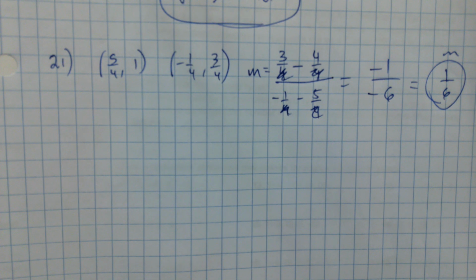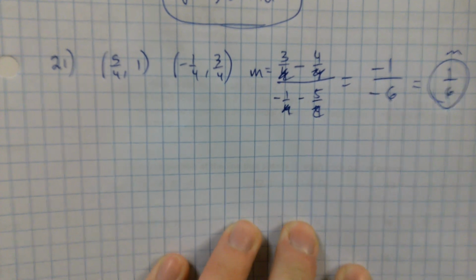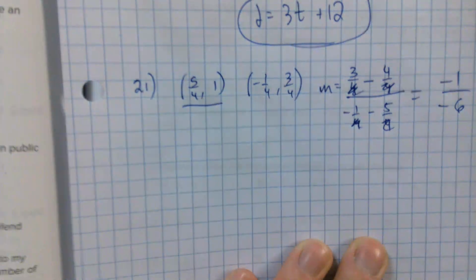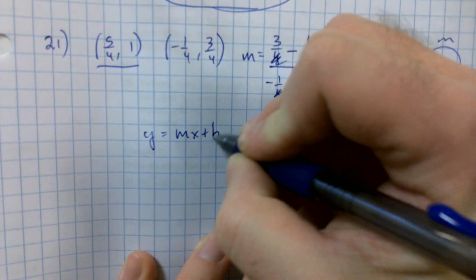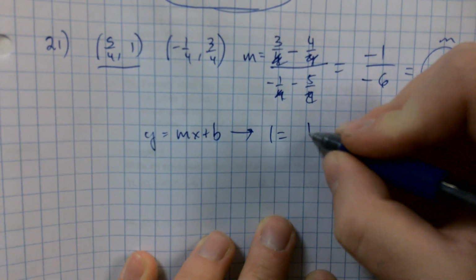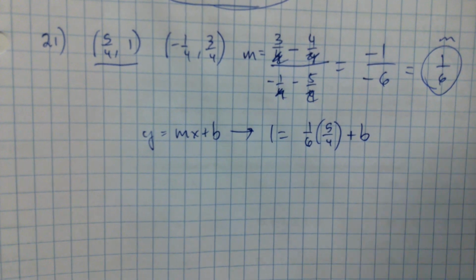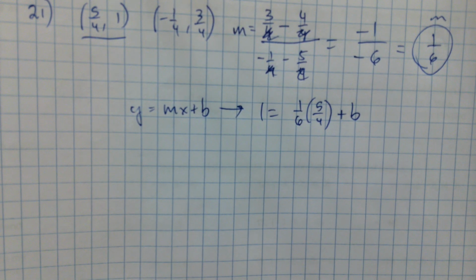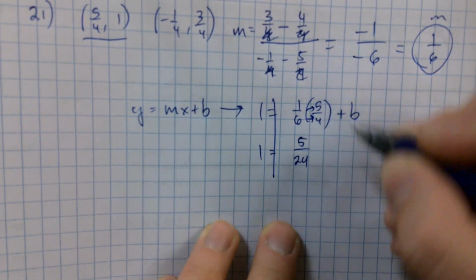Or we could have done negative 1 over 4 minus 6 over 4, and then cancel the 4's out there. It doesn't matter. As long as all my terms have the same denominator, I could get rid of the denominators. So m is 1/6. I'm going to use my first point because it's got a whole number in it to make my life easier. y equals mx plus b turns into 1 equals 1/6 times 5/4 plus b. Well, what is 1 over 6 times 5 over 4? What would that give me? 5 over 24. You just multiply the tops and the bottoms.